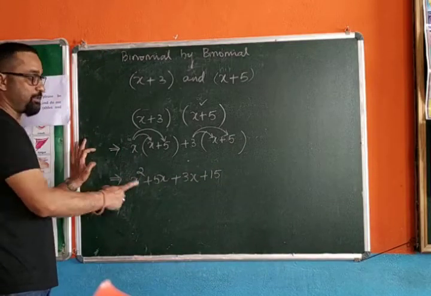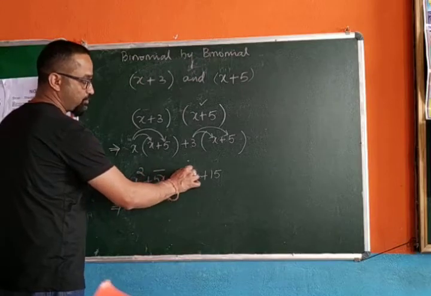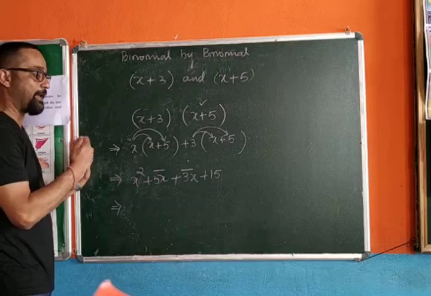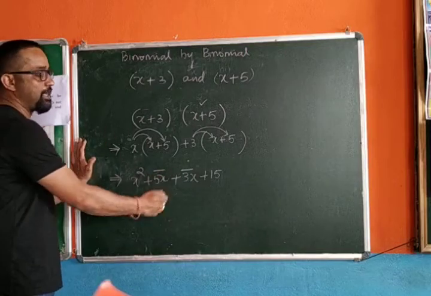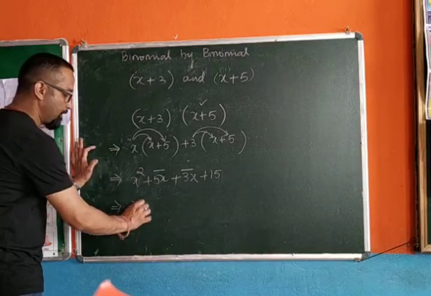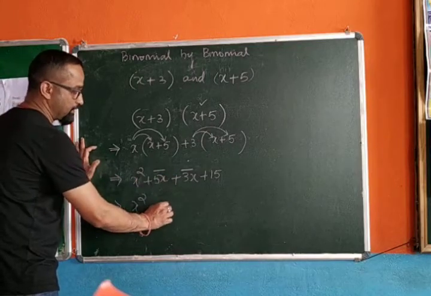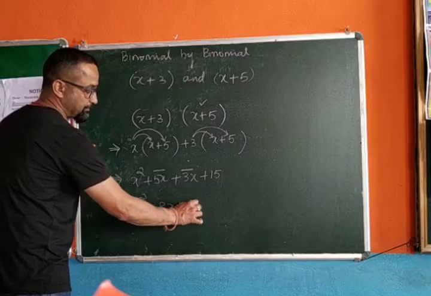You need to remember this. There are two like terms. And these two like terms you need to simplify and add or subtract as you have the sign. X squared, both are positive, we add it up, we get 8x plus 15.